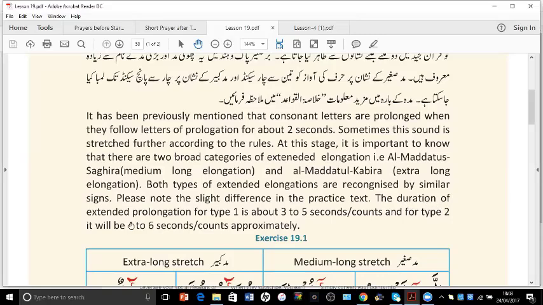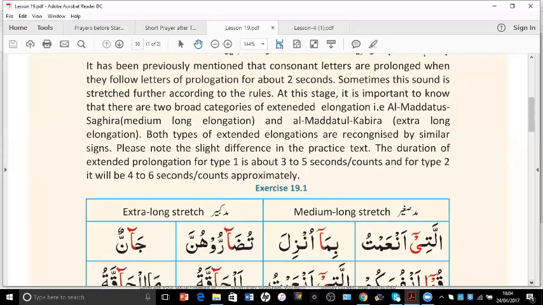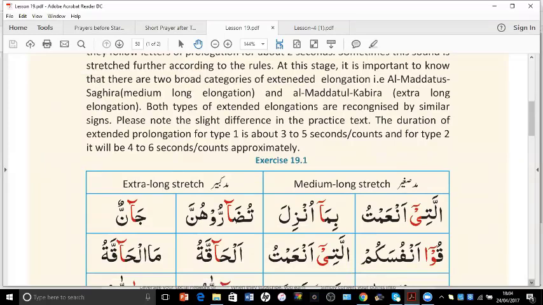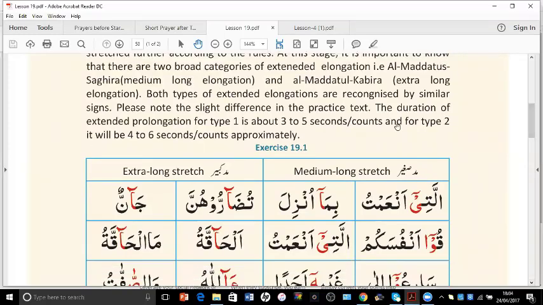The duration of extended prolongation for type 1 is about 3 to 5 seconds, all counts. And for type 2, it will be 4 to 6 seconds, all counts approximately. So let me tell you what all of this is saying. It's very simple. What it's actually saying is that you already know that you have to stretch mother letters for 2 seconds. And let me just remind you by highlighting them.